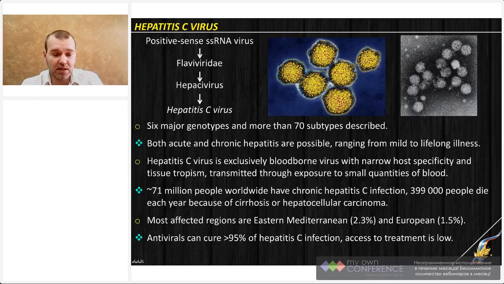So again, prevalence is provided here. It is more current data, and again, mortality is about 400,000 people annually because of the same complications, liver cirrhosis and hepatocellular carcinoma. So hepatitis C is prevalent in the Eastern Mediterranean region and in European countries. So we have nowadays several drugs for therapy of hepatitis C infection, but they are quite expensive.